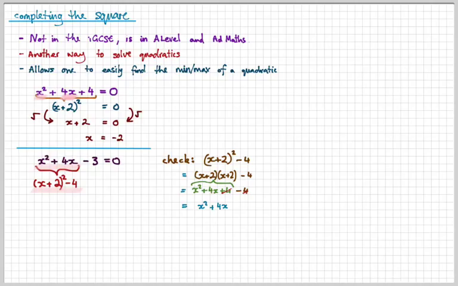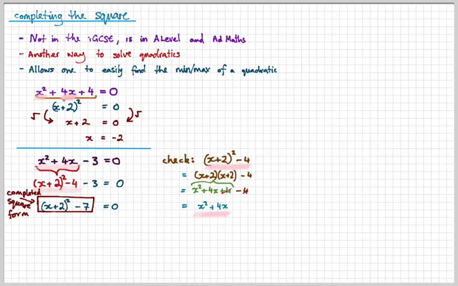Looking back at the question we're solving, we still have this minus 3 here. So now what I'm going to do is simplify. So I get x plus 2 all squared minus 7 equals 0. At this stage, this particular form of x squared plus 4x minus 3 is called the completed square form. I have now done what we were saying. I have completed the square on this quadratic.